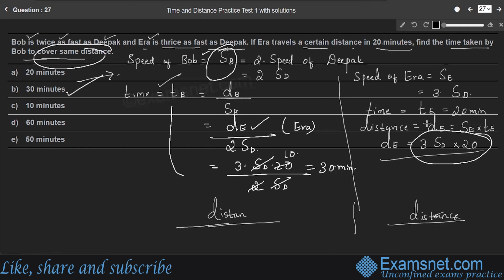This is how we are calculating time taken by Bob, based on speed of Bob, Era and Deepak and their relation. So we can easily find such type of questions, students. So for the given question, option B is the right answer.